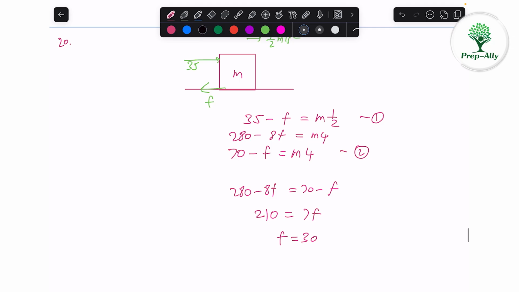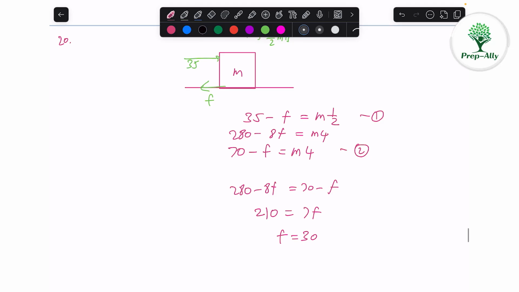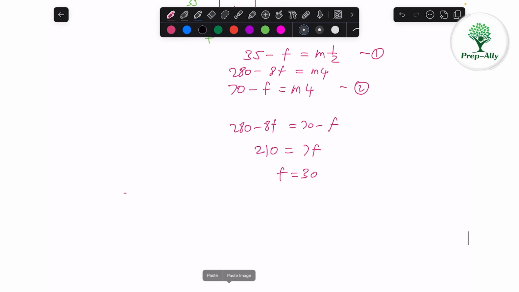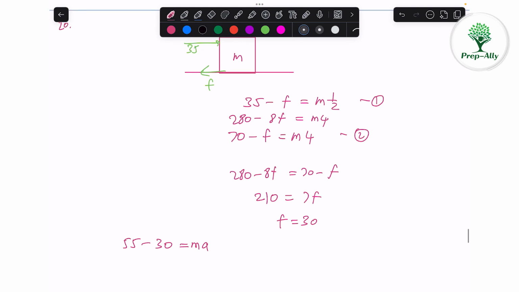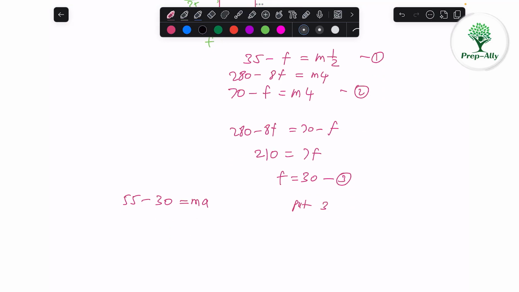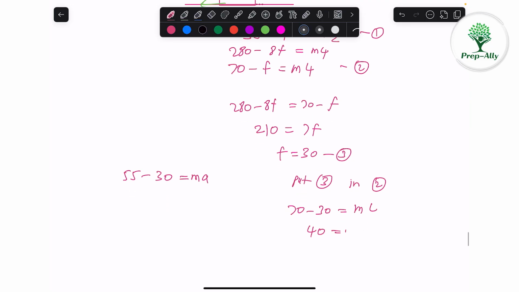We got it now. So if the force is now 55 newtons, then what will happen? So 55 minus the friction, 30, is equal to mass into acceleration. We can find mass also, right? So we'll put this 30 newtons, the third equation, in the second equation. Then we'll get 70 minus 30 is equal to m into 4. So 40 is equal to m into 4. So mass is 10 kilograms we are getting.